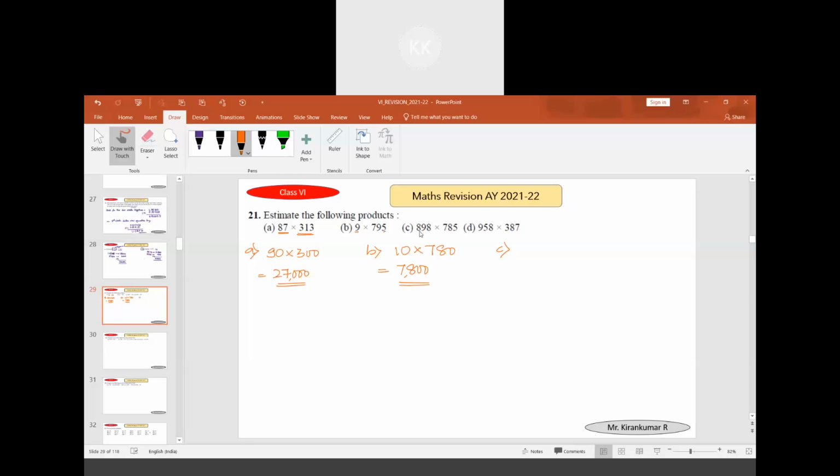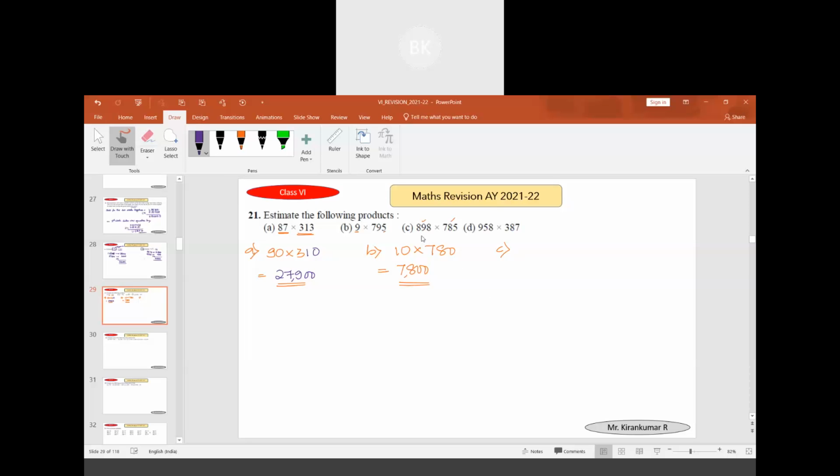In the third one, both are having the same number of digits, so there is no problem. In the question, the nearest to 300 is 310. First I told you, when it is 310 and 300, what will be the answer? The answer is 27,900.